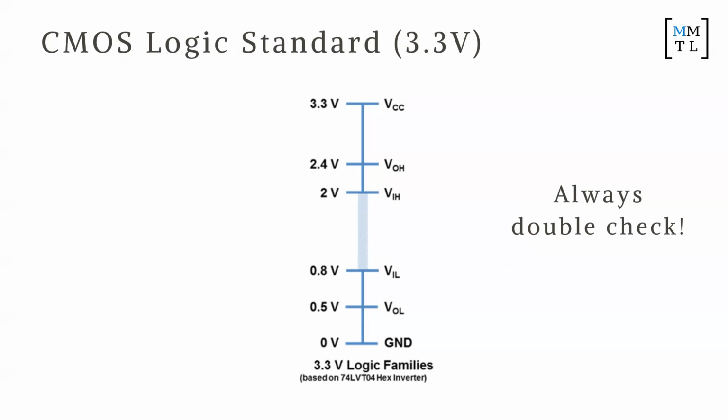If it's seen anything from 0 to 0.8, then it's treated as a low. If it's anything from 2 to 3.3, then it's treated as a high. And anything in between that's not sure, right? And so this is the operating standard for 3.3 volt devices.